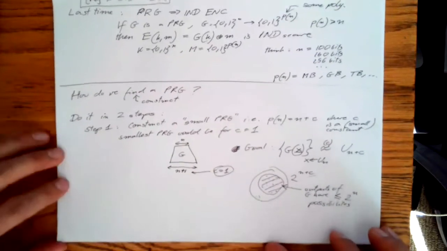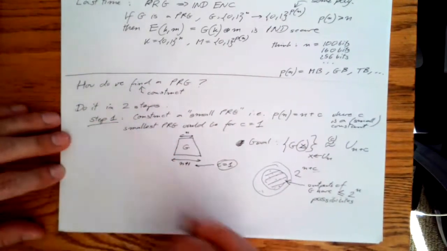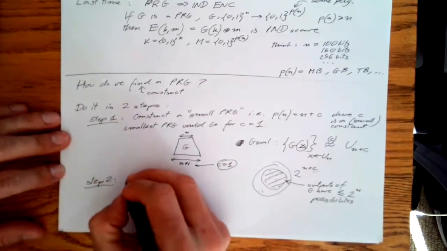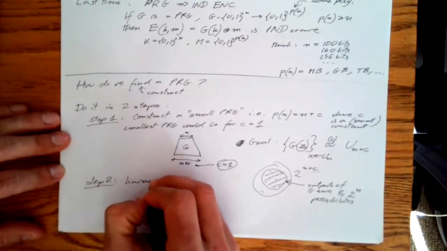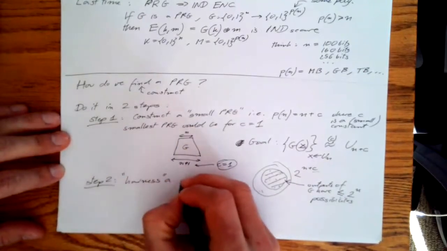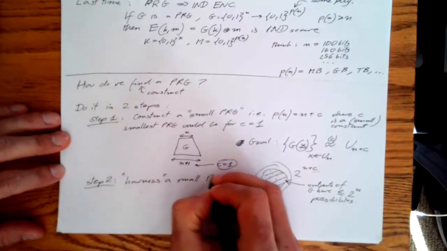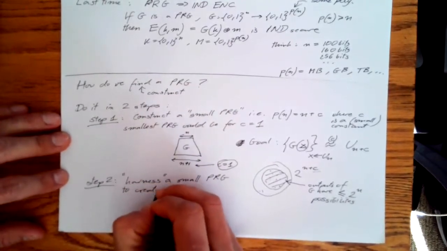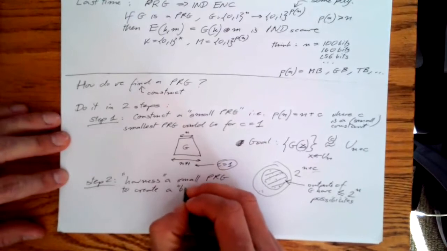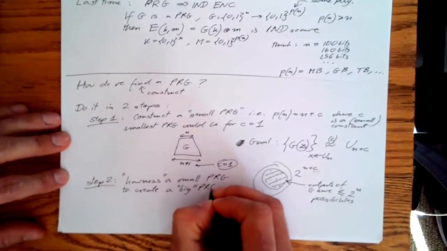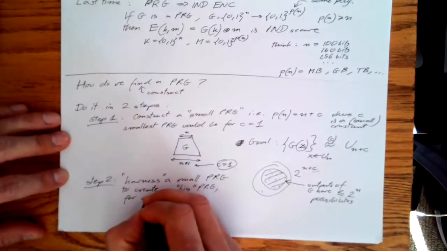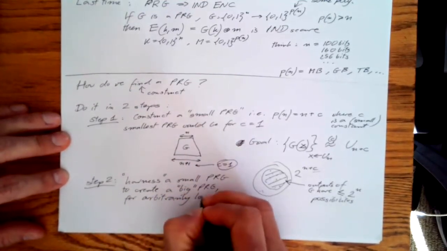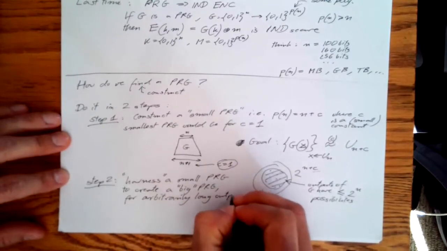Okay, so that will be step 1. Step 2, harness a small PRG to create a big PRG for arbitrarily long outputs.